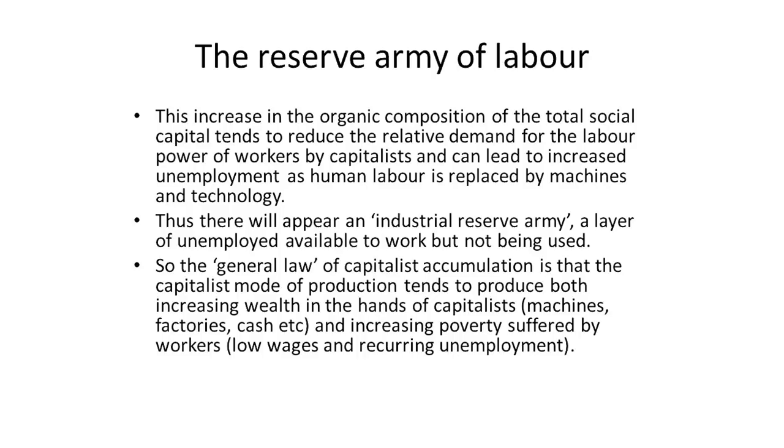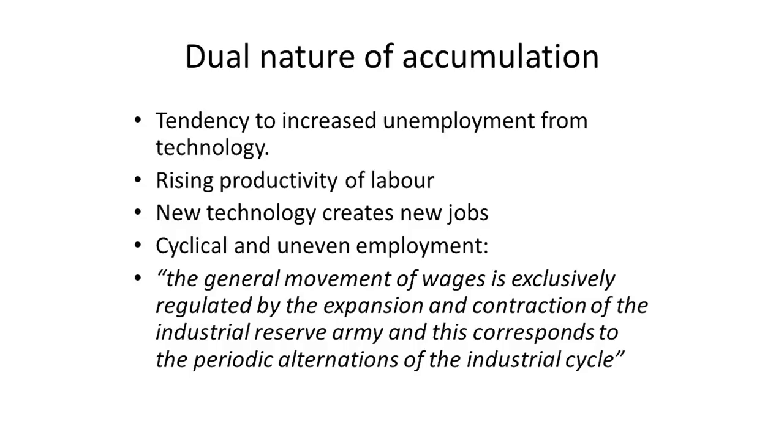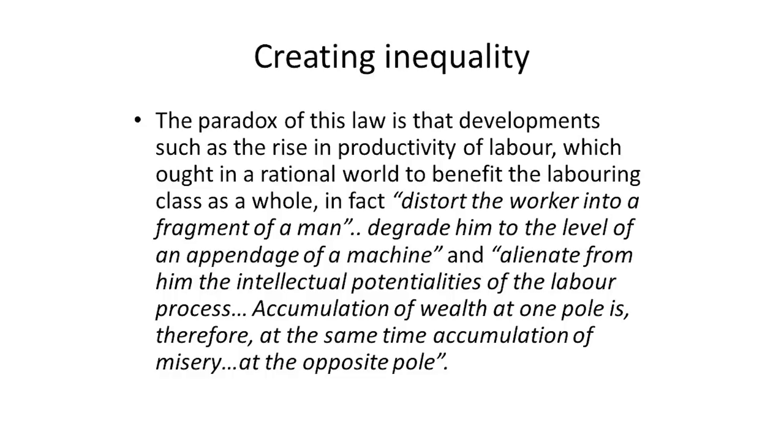So we have a dual nature. Capitalism is driving forward the technology in order to get increased productivity of labour, but at the same time it's trying to displace labour. So you have this contradiction between rising productivity of labour and new technology creating new jobs, but also creating cyclical and uneven unemployment, so we get these cyclical movements: rising wages, then a fall in wages, a rise in employment, but a fall in employment due to this law. So the law creates a growing inequality, as Marx calls it. Not only the inequality of wealth between the owners of capital and the rest of us, but also in driving down our ability to do anything but rely upon going to work and having to use machines, and always being under the pressure that we could be replaced by machines.